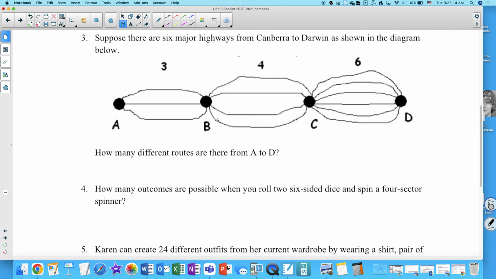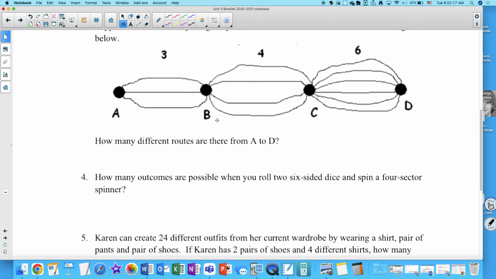What do you think? If we were to break this journey into parts, how would you describe each part? We start in city A, then what? Then where do we go? Yeah, then we go to city B. So what I like to do with these problems is for every place where I have to make a decision, like for example, how am I going to get from A to B? I put a space, okay? So in this situation, I have three spaces because I've got three decisions to make. How am I going to get from A to B? How am I going to get from B to C? And how am I going to get from C to D?